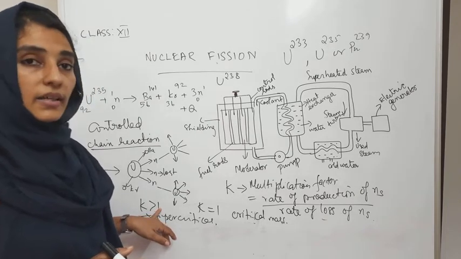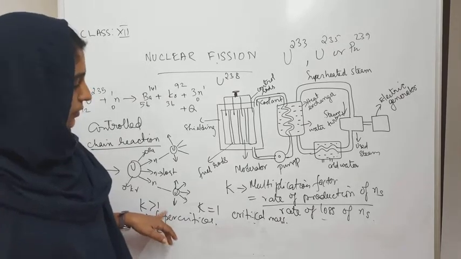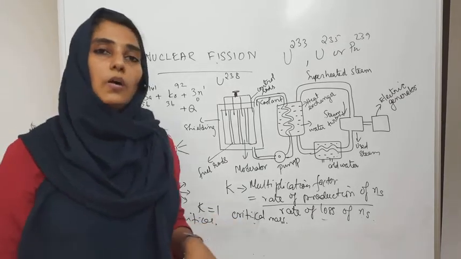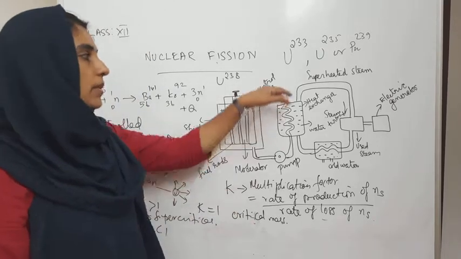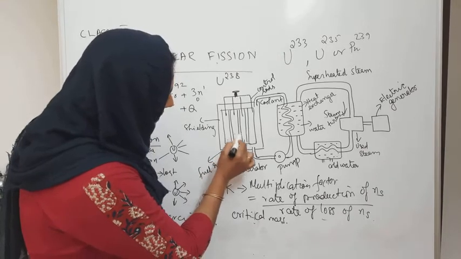The second will make the reaction happen in a very fast, rapid manner and lead to an explosion. So K is always kept almost equal to unity with the help of the control rods. And you can also see moderators in between.